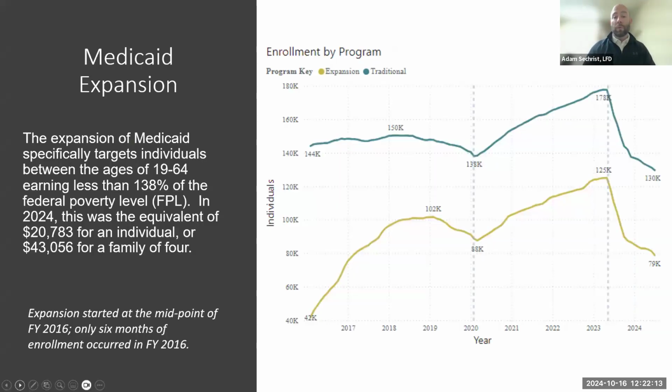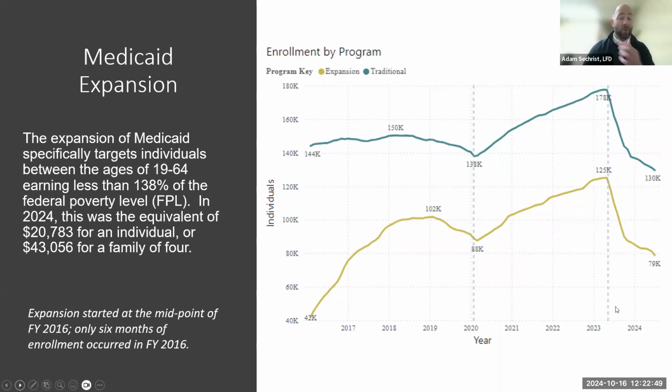Before talking about Medicaid expansion enrollment, allow me to briefly highlight the program's eligibility criteria. In a nutshell, low-income adults ages 19 to 64 can qualify if their gross income is less than 138% of the federal poverty level, or FPL. This year, that means a single person making less than $20,783 can qualify for expanded Medicaid coverage, and a family of 4 must make less than $43,056.